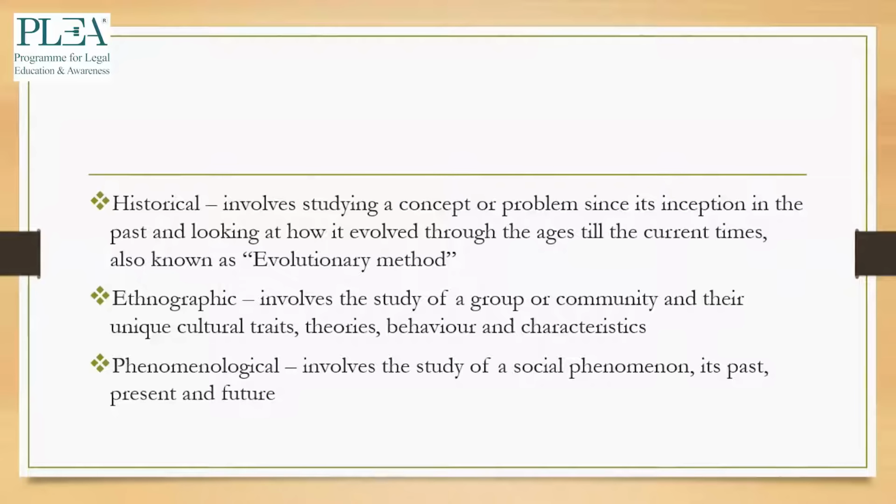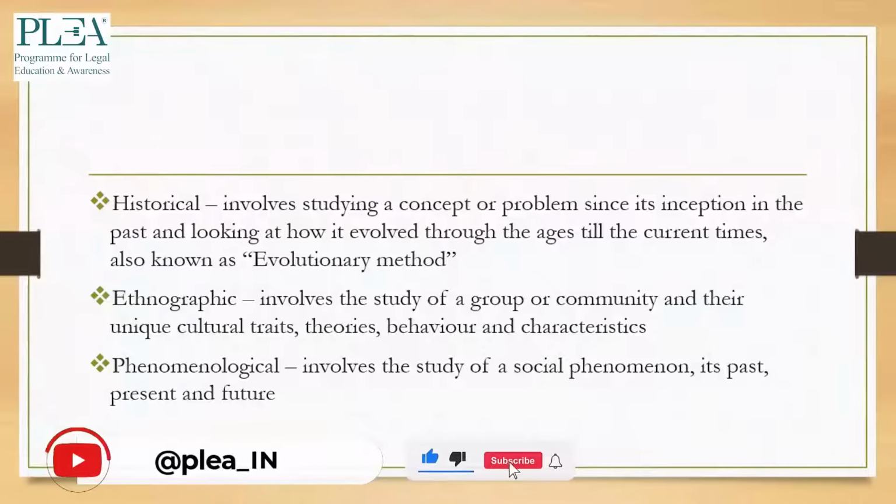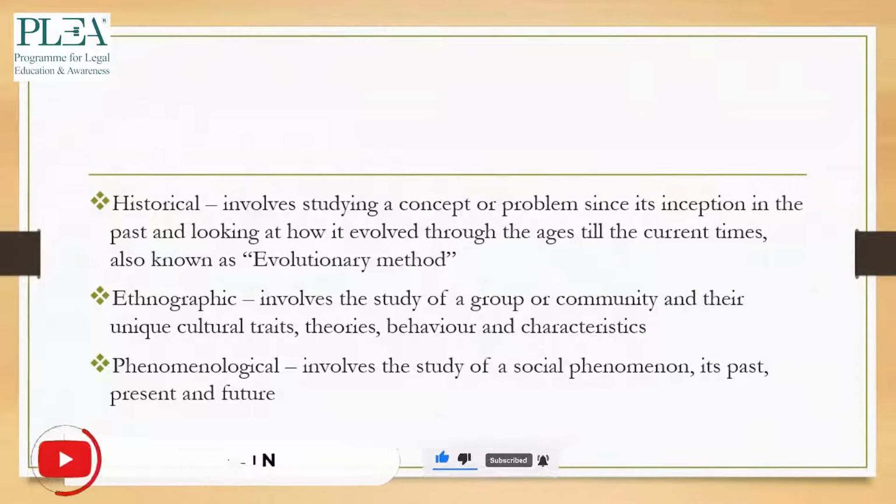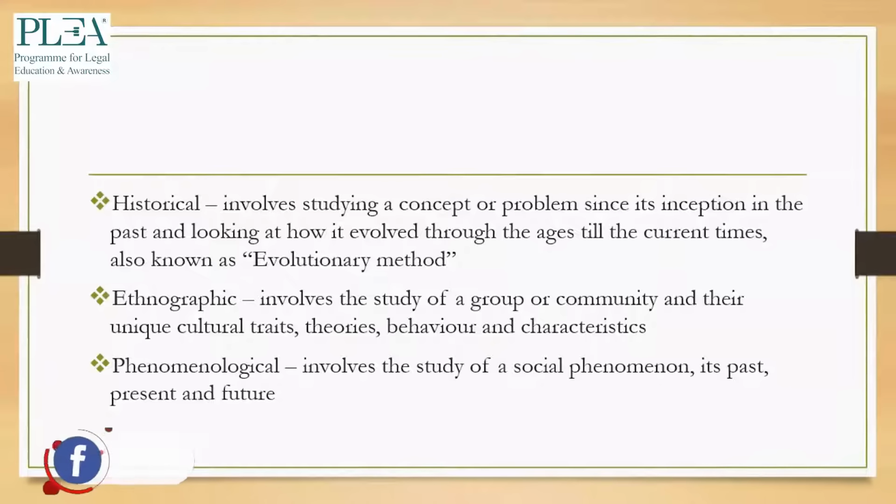Phenomenological research, that is the next thing. It involves the study of a social phenomenon, its past, present, and future. For example, we can take the concept of domestic violence, we can take the concept of dowry, dowry as a social phenomenon. Why did it start? How did it start? How did it become a social evil? Okay, then what kind of laws were introduced? Okay, when the laws were introduced, what was the response of the society? And does that particular concept perpetuate itself? Does it still exist? Do people still give dowry? Do people still receive dowry even after it is penalized in a way?